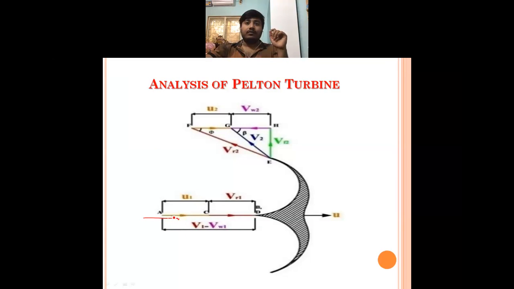If the flow is in this direction, then it gives an advantage that there is no alpha. The alpha is zero. At the same time, theta is equal to 0. So alpha is 0 and theta is 0. The velocity is coming in this direction.